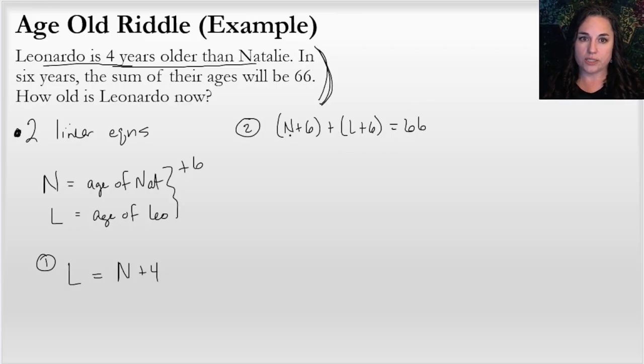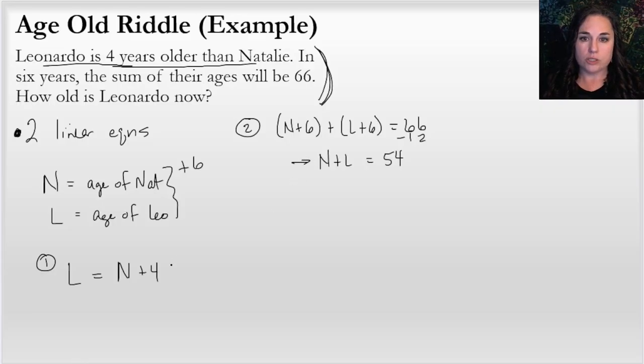When their 2 ages are added together, it equals 66. I'm going to simplify this. 6 and 6 is 12. So Natalie plus Leo is going to equal 66 minus 12, which I believe is 54. And this gives me the second equation to be able to solve. This one right here.